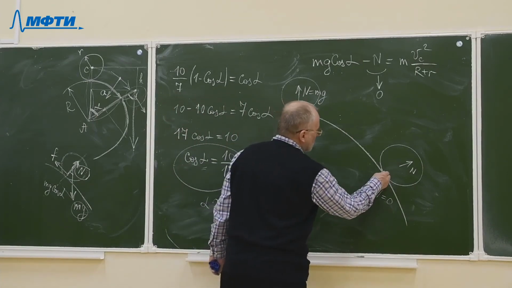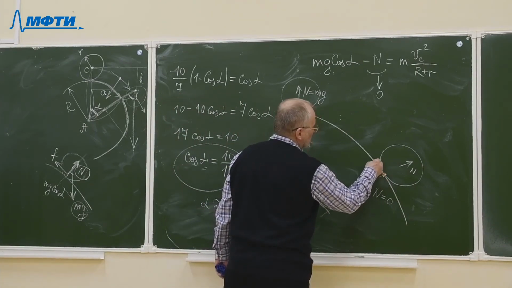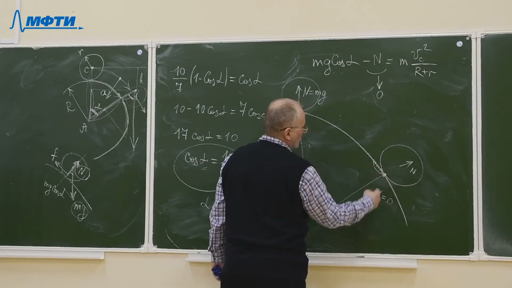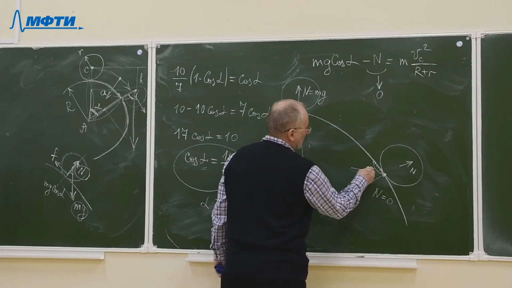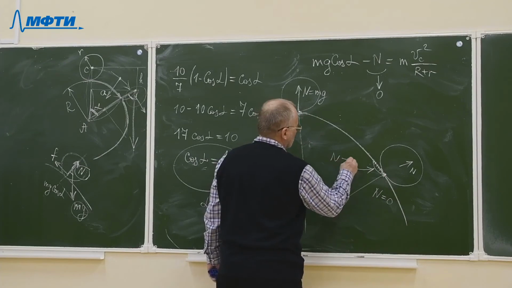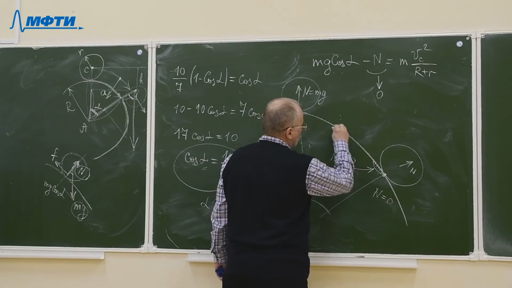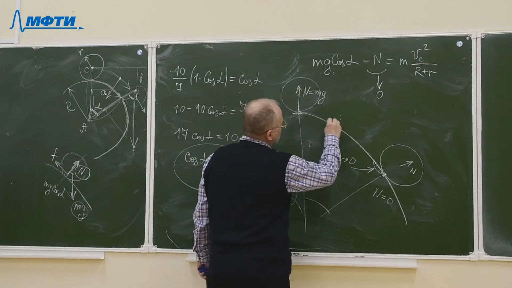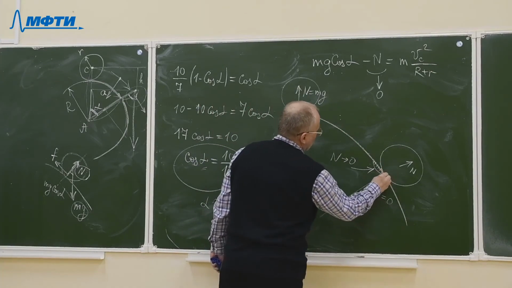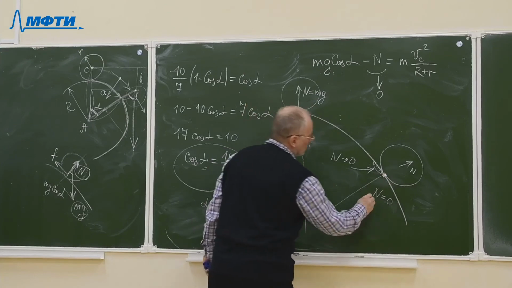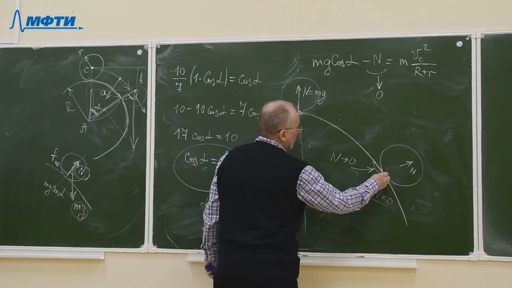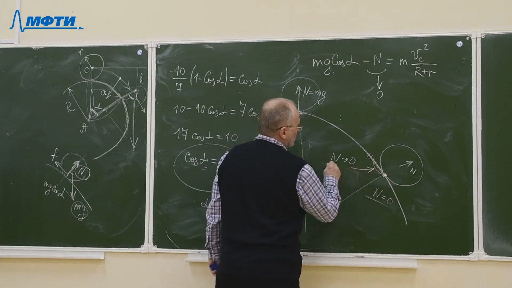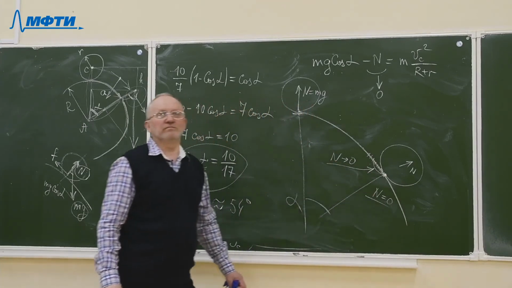So at some moments of time, somewhere here, the force of normal reaction is non-zero, but it's very close to zero. It tends to zero, because it was maximum here, and then it decreased and decreased and decreased. And here, at this point of disconnection, the force of normal reaction is zero. So at some interval, this force is close to zero.